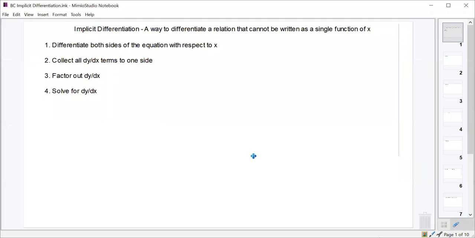All right, so implicit differentiation. So first thing you're going to do is differentiate both sides of the equation with respect to x. Then you're just going to get all your dy dx terms to one side, factor out the dy dx, and solve. So pretty straightforward.